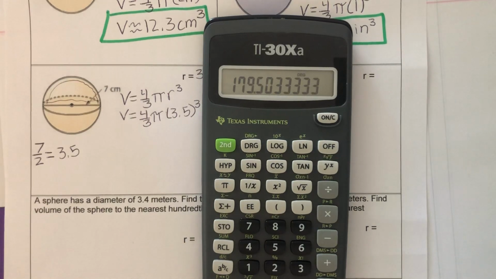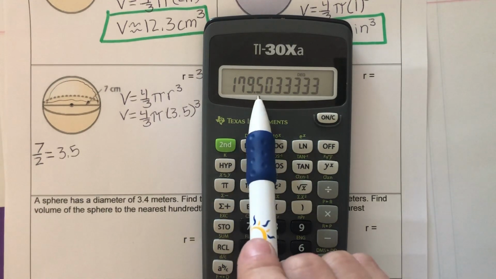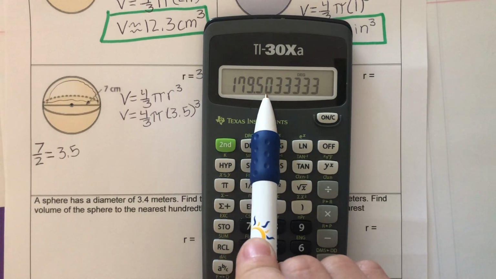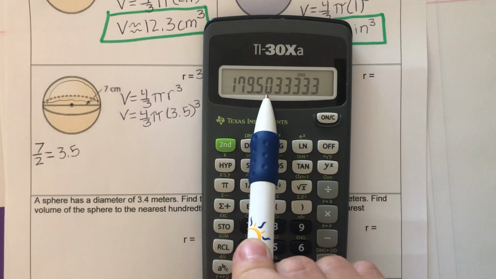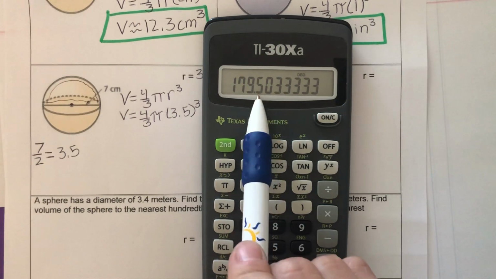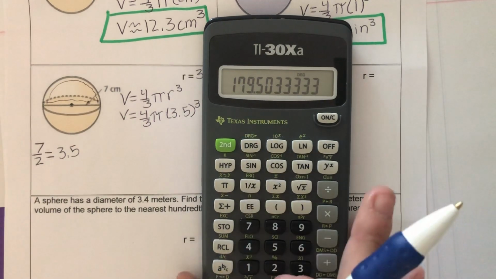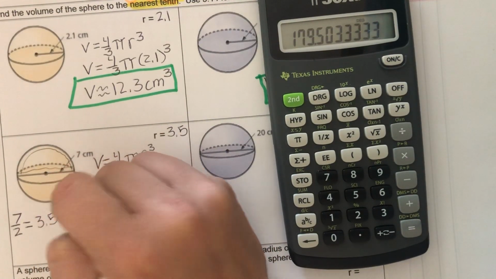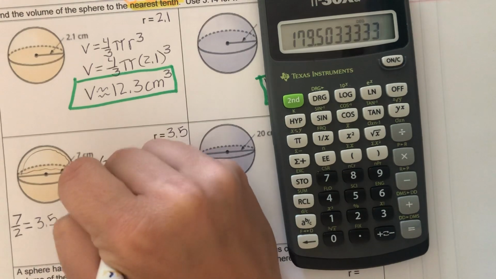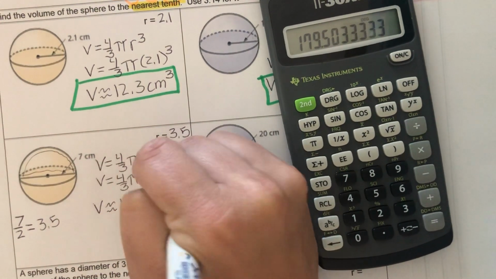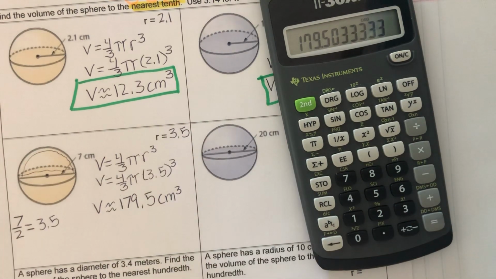Remember, we're rounding to the nearest tenth. So I'm gonna look at my tenths place. It's a 5. Look to the neighbor to the right. Remember, 5 or more, add 1 more. 4 or less, let it rest. So this number right here tells me that 5 is gonna stay the same. So the volume is approximately 179.5 cubic centimeters or centimeters cubed.